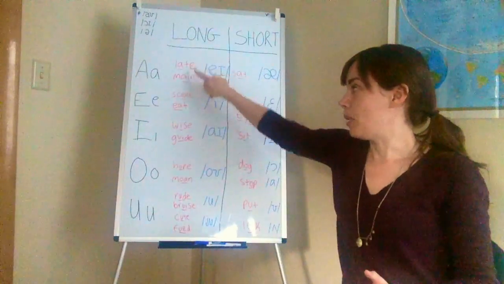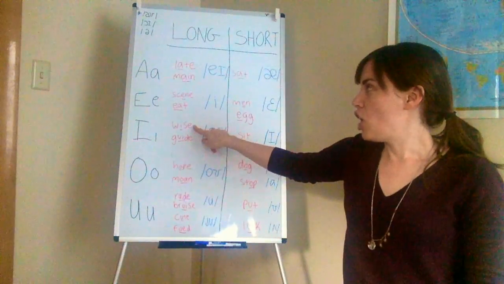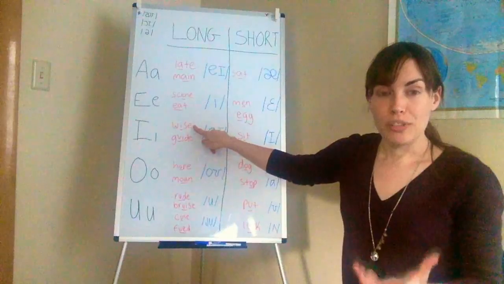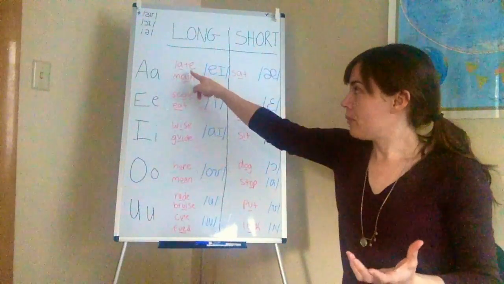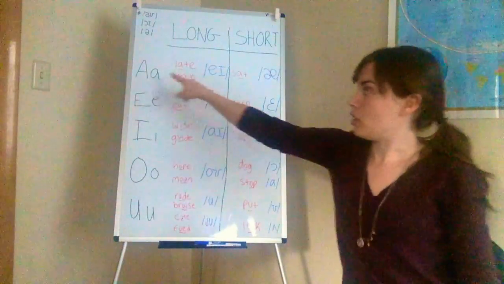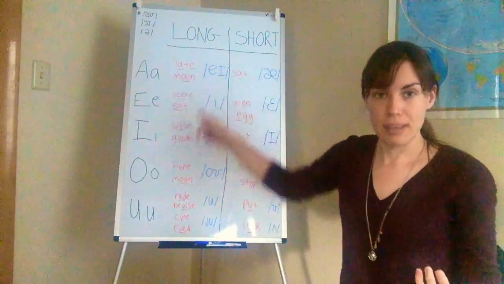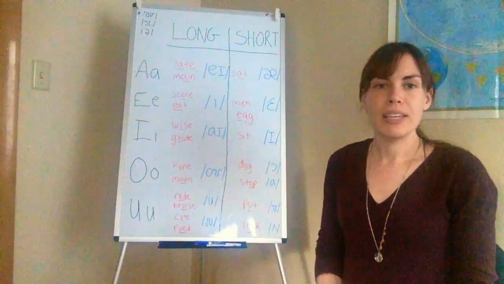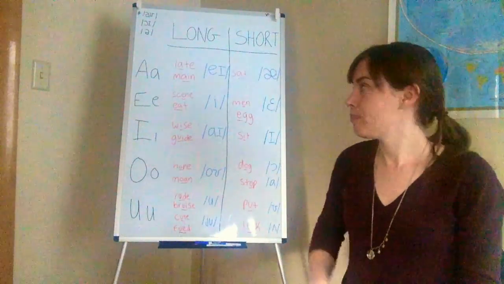For the first words, you know automatically which vowel to pronounce because it's written there. So late is spelled with an A. So you know it's the long version of the letter A. It's A. Same for all the others. Now we're going to go over the short versions.